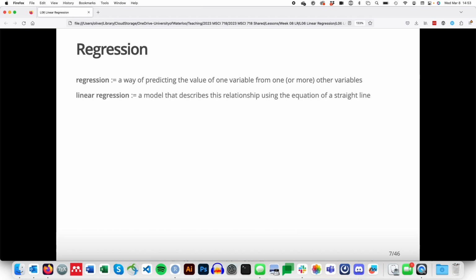Linear regression is a particular kind of regression model that describes this relationship using an equation of a straight line. So you just kind of add things together. So this is the linear regression model. You've got B0, which is your intercept, plus B1 times x_i, plus epsilon_i. And that's your prediction for a given input x. So it's very simply just a line for two variables.